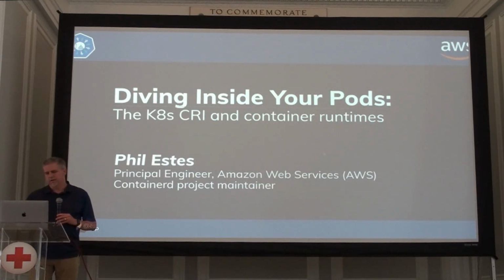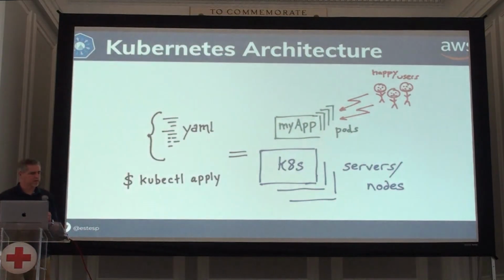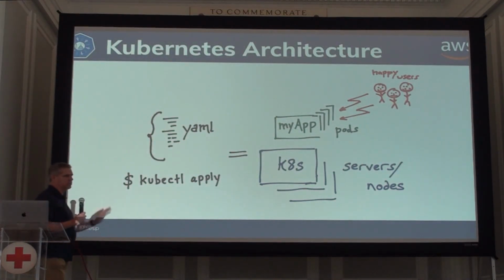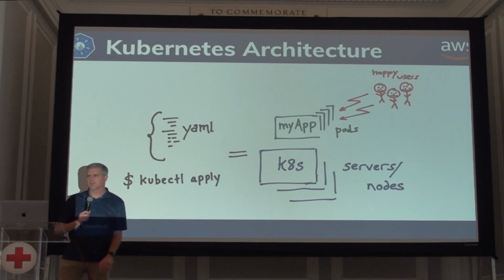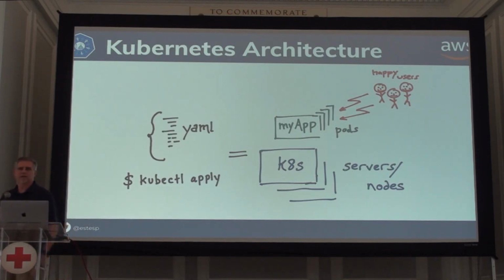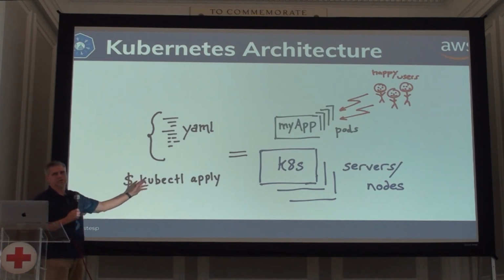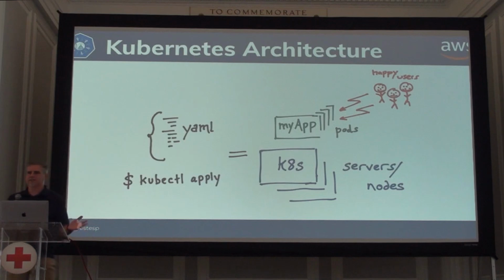And so, diving inside your pod, so to speak. I'm going to give you the most simple version of the Kubernetes architecture you've seen today. Everyone's talking about complexity. It looks super simple to me. You've got YAML, you apply it, an app runs on some servers, you're done. Easy, right? There's no networking, no security plugins, no logging, monitoring.